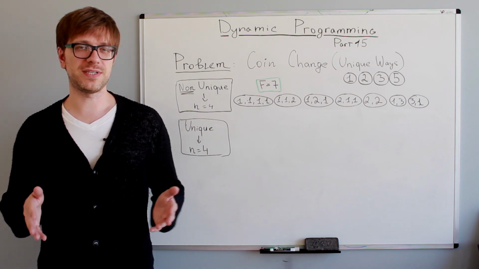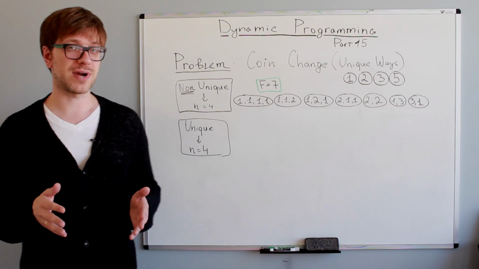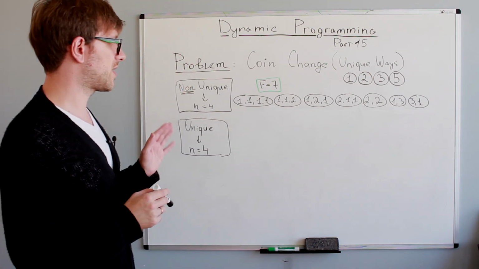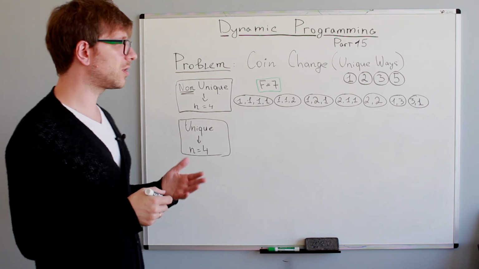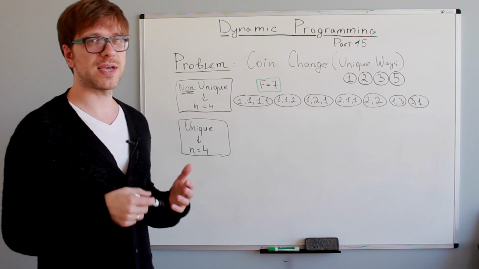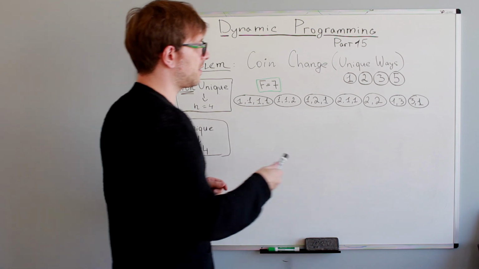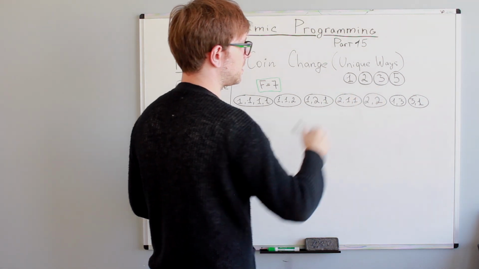This is part 15 and today we're going to solve another variation of the coin change problem. Before we get started, I would like to review the original version of this problem from lecture number 12, in which we had to find the total number of ways to make a change of size n. Let's say that n equals 4 and the denominations that we are given are 1, 2, 3 and 5.